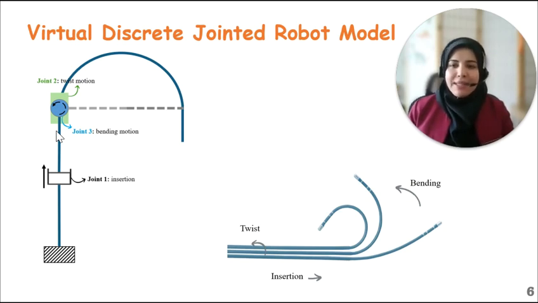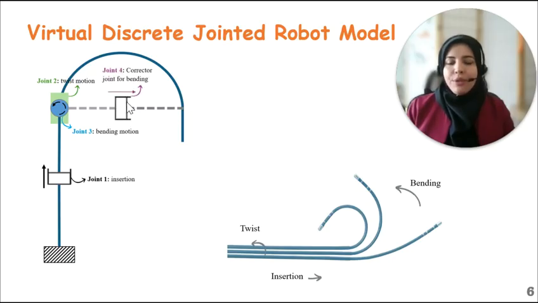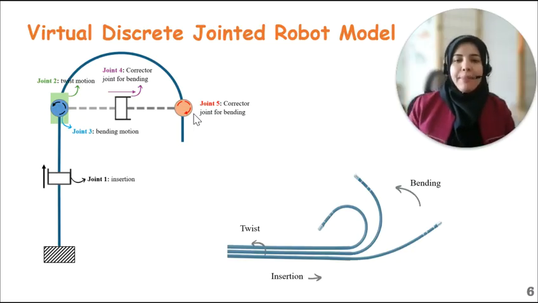But as you can see, bending and unbending of the catheter corresponds to changes in the distance between the proximal and the distal end of the catheter. So to capture different aspects of motions of the catheter, we need to add some corrector joints. Let's start by adding a prismatic joint to reflect the changes in the distance between the proximal and the distal end of the catheter, and also one revolute joint at the distal end of the bending section of the catheter to take care of the bending angle.